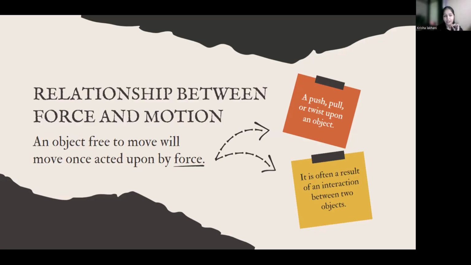An object free to move will move once acted upon by a force. Okay, an object free to move will move once acted upon by a force, means what? एक ऑब्जेक्ट जो सस्पेंडेड है उसके ऊपर जब एक दूसरा पुश या पुल आ रहा है तो वो इजीली मूव करेगा. That is the meaning of force. That is what they are telling.